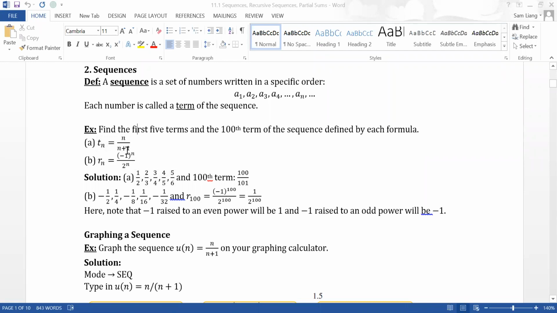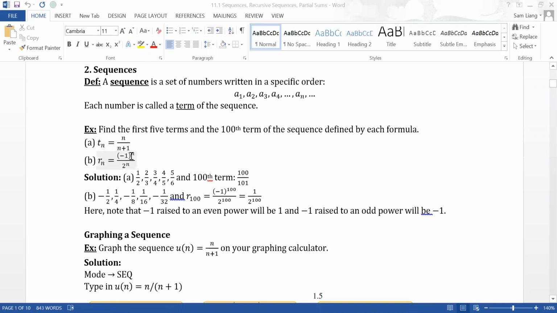Because we plug in 1, so we get 1 over 1 plus 1, which is 2. And then we have 2 over 3, and then 3 over 4, and then 4 over 5, and then 5 over 6. Okay. And then the 100th term is going to be 100 over 101, right? All you do is plug in 100, right? So we get 100 divided by 101.